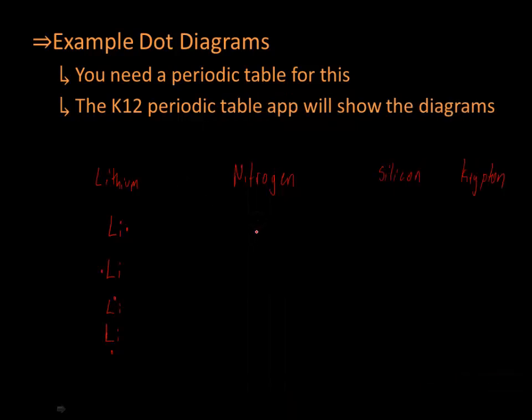So nitrogen, N, and it was a group 5A atom, so it gets 1, 2, 3, 4, 5. And again, it doesn't matter which side gets those 2. So you could draw 2 here, 1, 2, 3. You could draw 2 at the top, 1, 2, 3, or you could draw 2 at the bottom, 1, 2, 3. Okay, as long as every side has 1 before that last side gets 2.